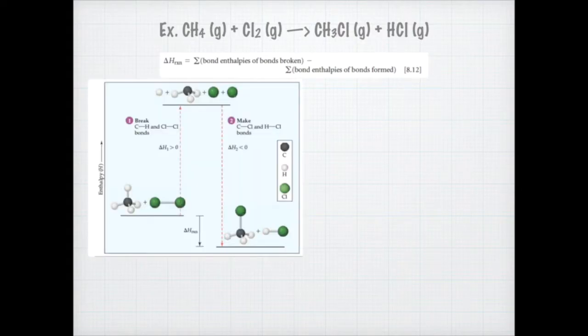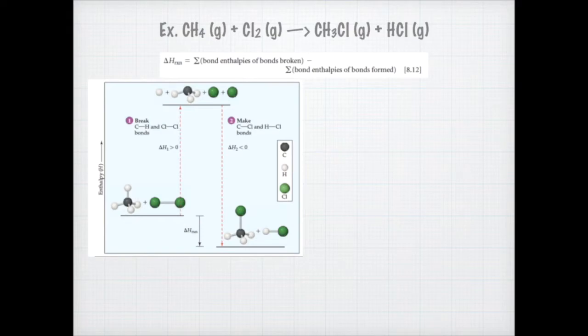So if we look at this reaction, this diagram helps us to really understand what's going on. If we start with our reactants, we've got methane and we've got chlorine gas. And notice in our products, we have CH3Cl and then we have HCl. So look at this diagram, look at all of the bonds that exist for your reactants, and then look at all of the bonds for your products.